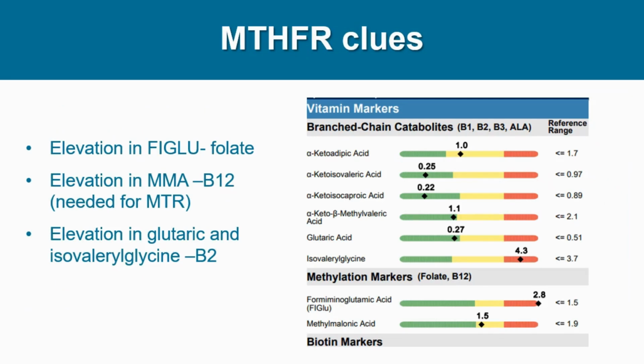I can do this test, I do with all my patients whenever possible. It's the NutriEval or the metabolomics. If I see elevated FIGLU, that's a sign of folate deficiency. MMA is a sign of B12 deficiency, because B12 is needed for MTR. And elevation in glutaric acid and isovaleric glycine can tell me that there's a B2 deficiency. So there's a lot of different tests that we can do to see if these enzymes might be needing a little bit more nutritional support to function better.